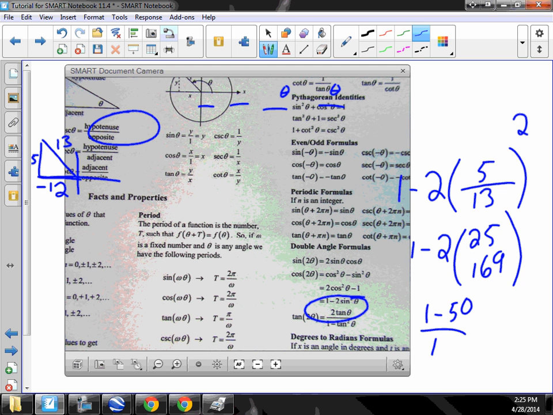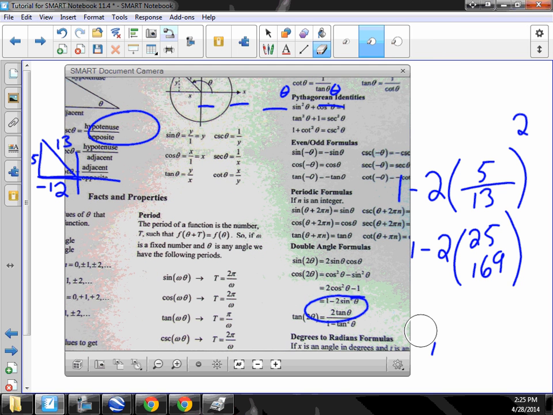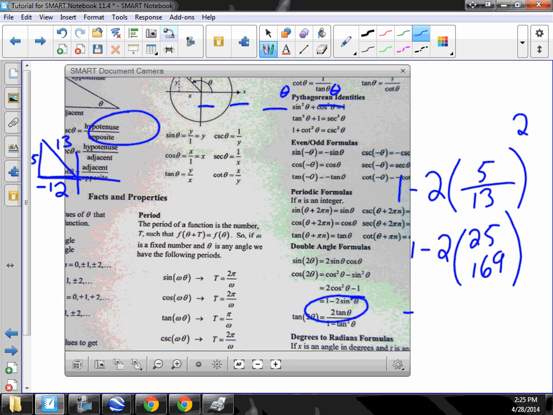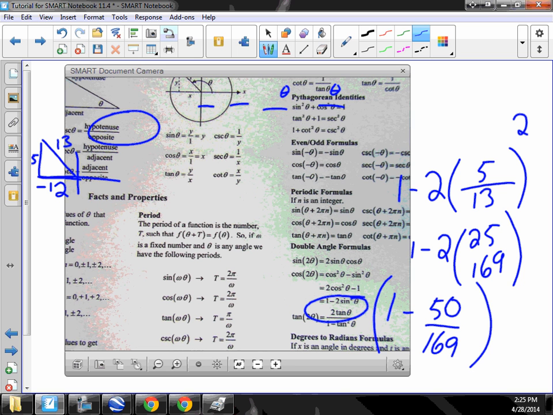Wait, I did that wrong. So 1 minus 50 over 169. So that's going to be 50, 119. No, wait, I went the wrong way. Yeah, 119 over 169. Is that correct? So the cosine of 2 theta is 119 over 169.